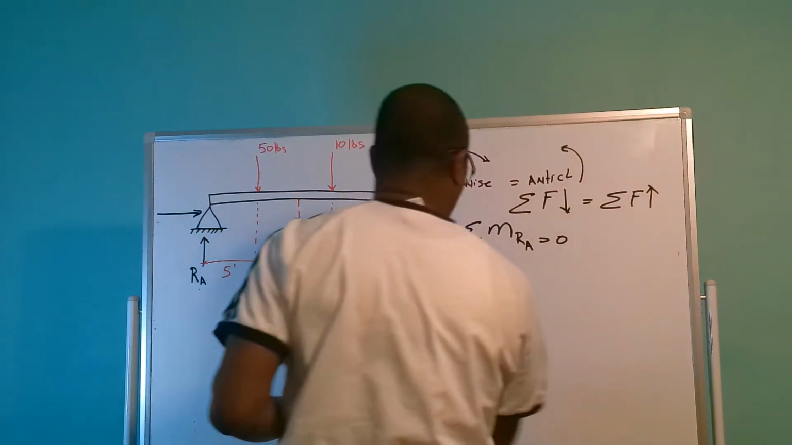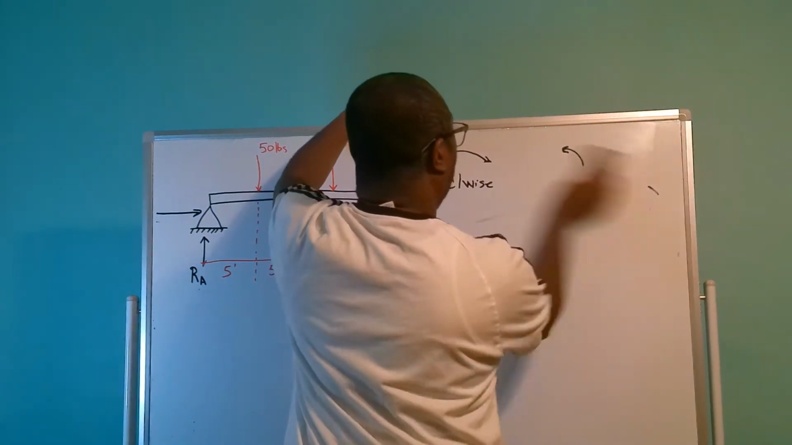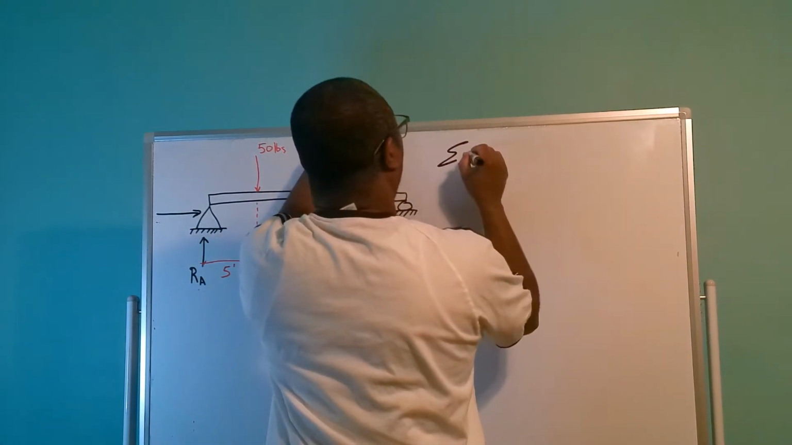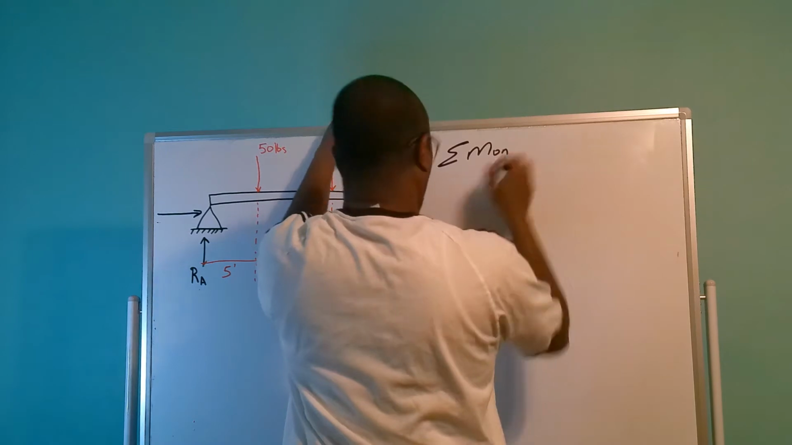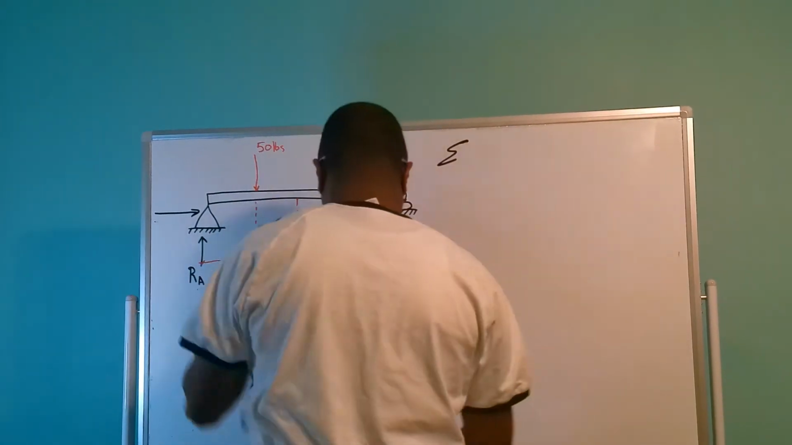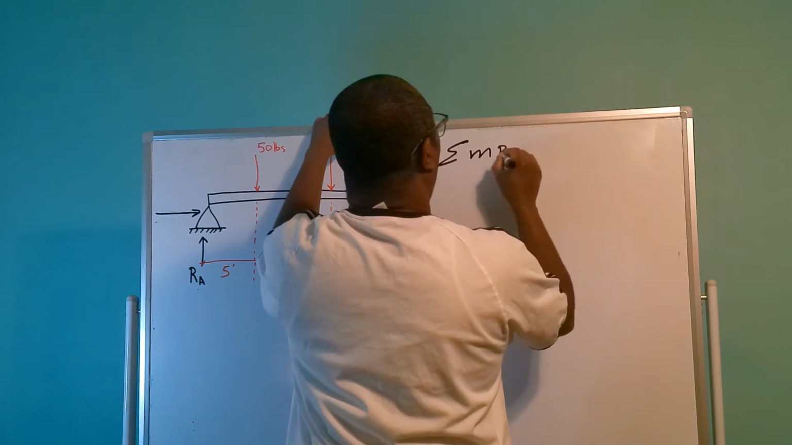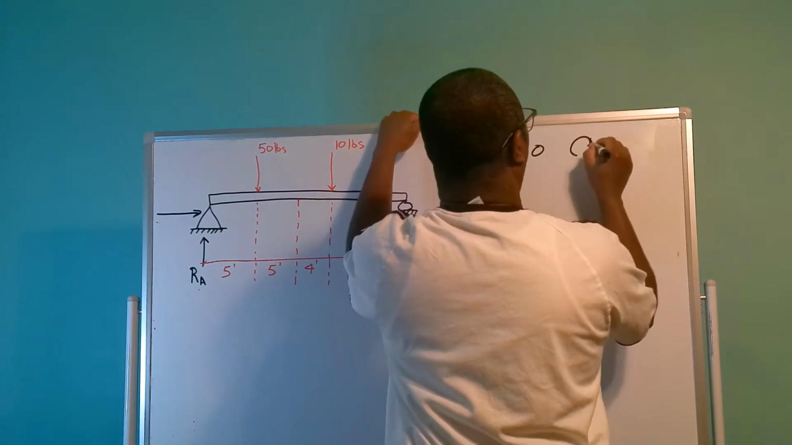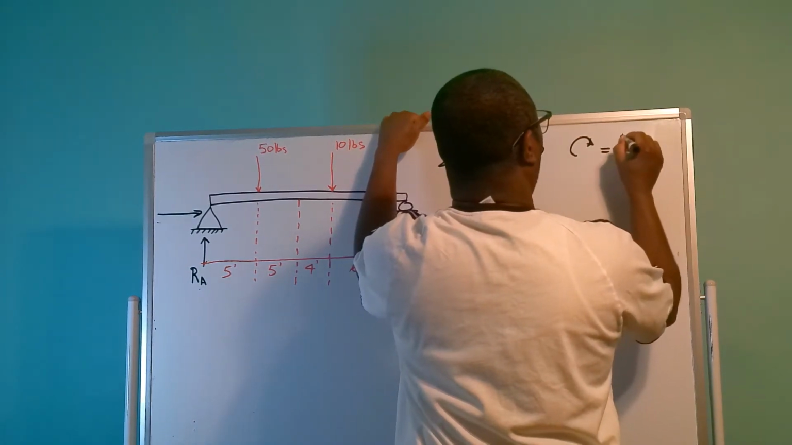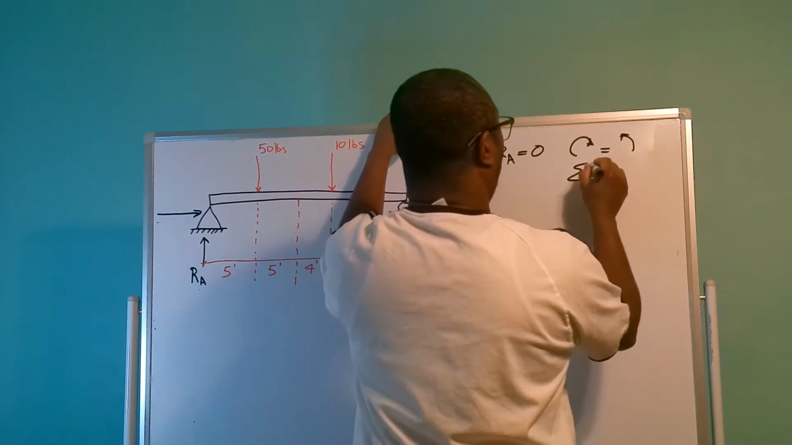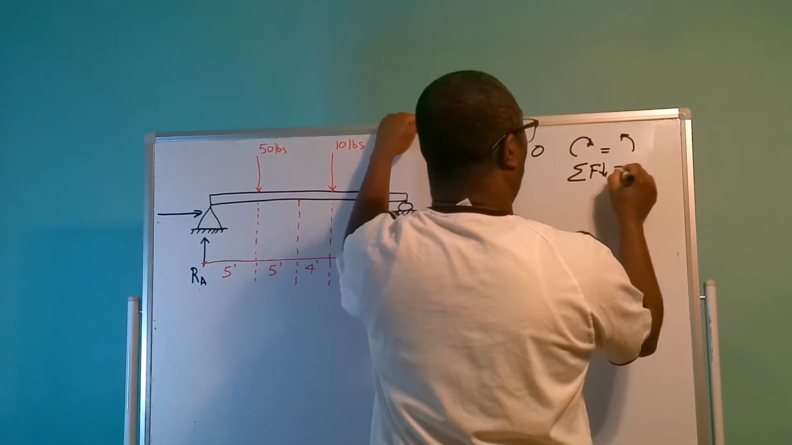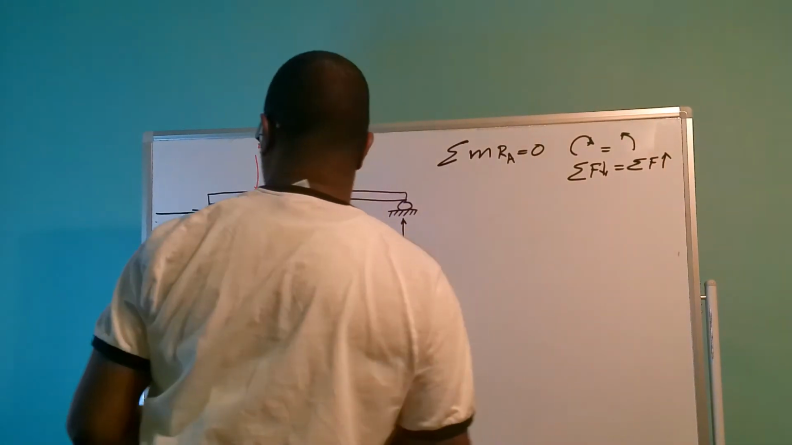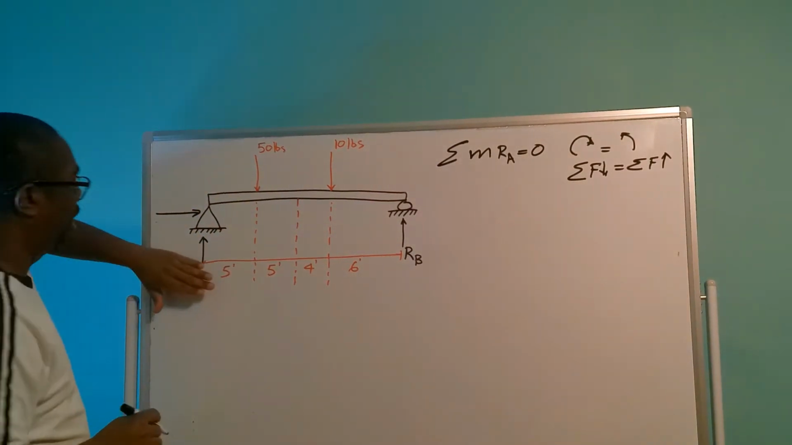Right? Let me write this a little bit better so that we can be clear. So it's going to be summation of moments at RA must be equal to 0, as well as your clockwise moment must be equal to your anti-clockwise moment. And the summation of your forces coming down must be equal to the summation of your forces going upwards. So we are taking moments at RA.